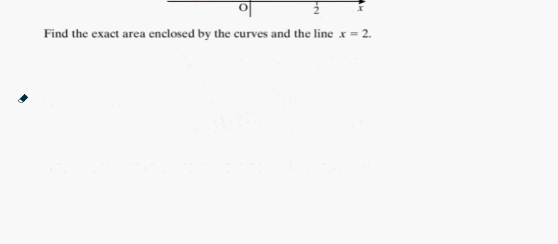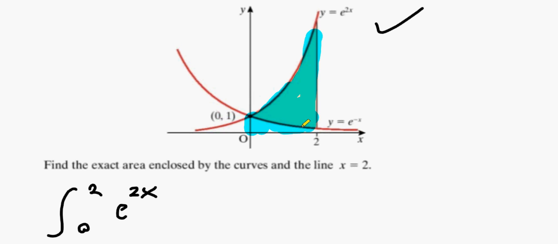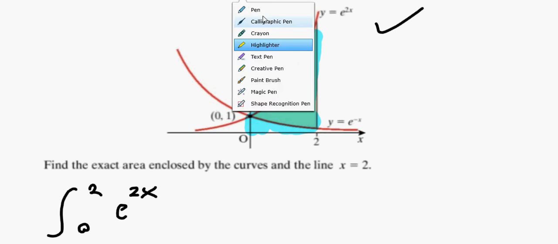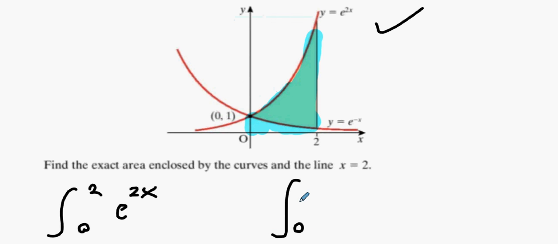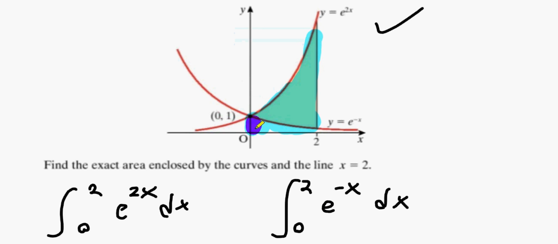All that is gone. What happens if I integrate 0 to 2, e to the 2x? What area do I get there? Everybody happy with the blue area? We all go with the blue area? Okay. What happens if I integrate this area here? What area is this? Any idea what area that is, Oscar? Just there, isn't it? And if I take the two of them away from each other, I get my answer, don't I? We all got there?